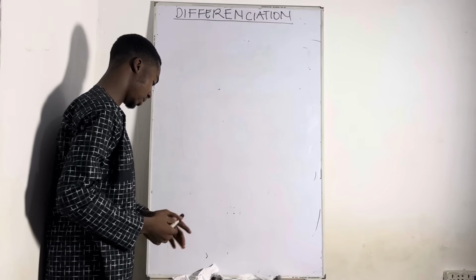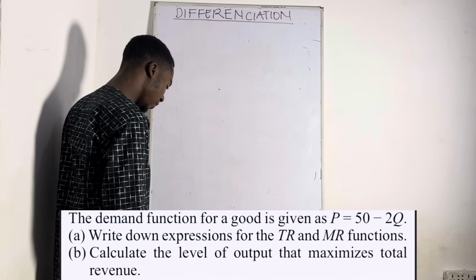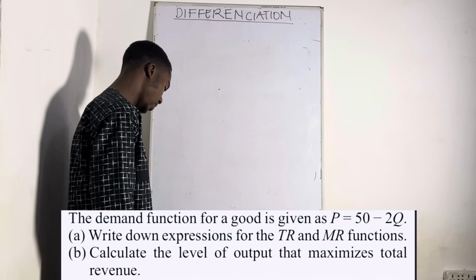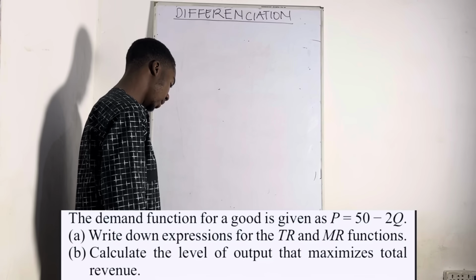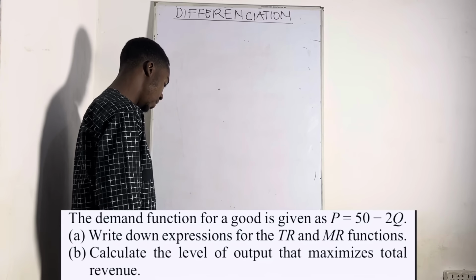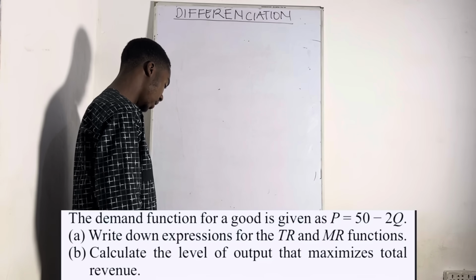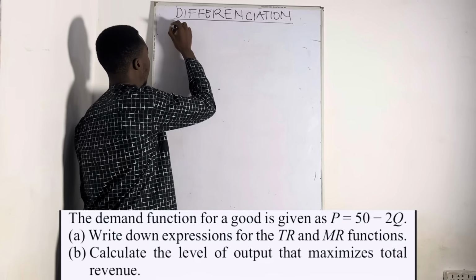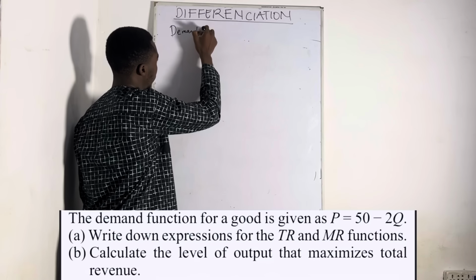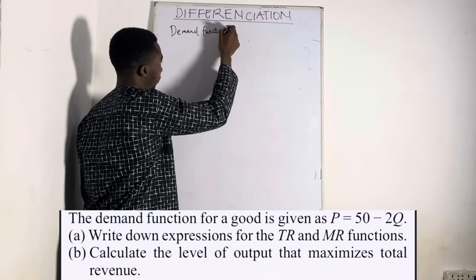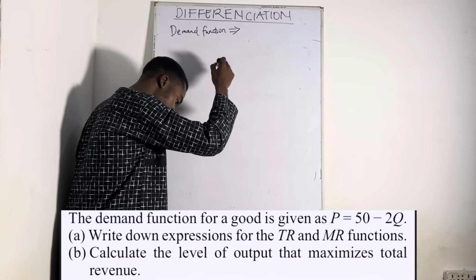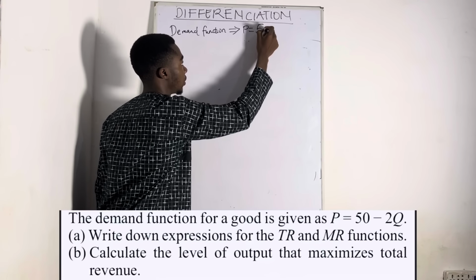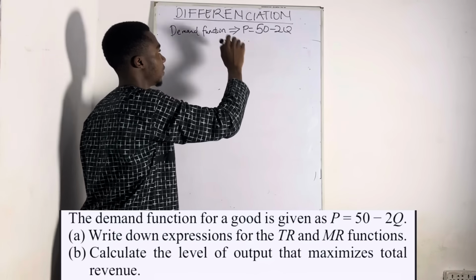So now let's take this question. The question says that the demand function for a good is given as P is equal to 50 minus 2Q. A. Write down expressions for the TR and MR functions. B. Calculate the level of output that maximizes total revenue. Alright. So we are given the demand function as P is equal to 50 minus 2Q. So this is the demand function we've been given.